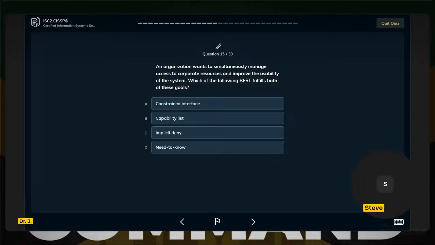I was leaning towards Alpha. Compatibility list, I don't quite see how that describes capability lists. Yeah, I go with A. Can you guys hear me? Yeah, we're here.